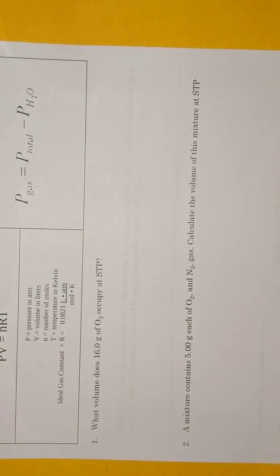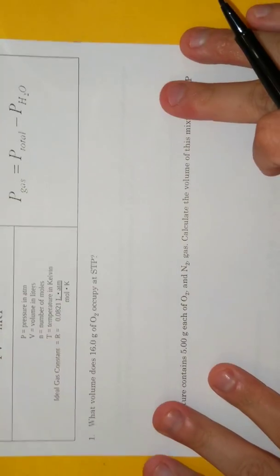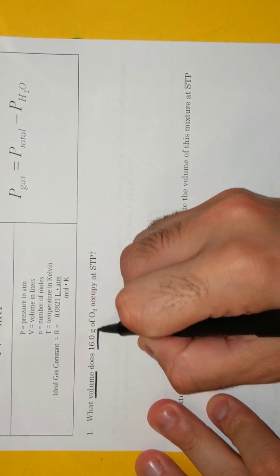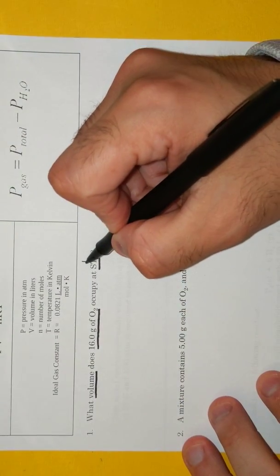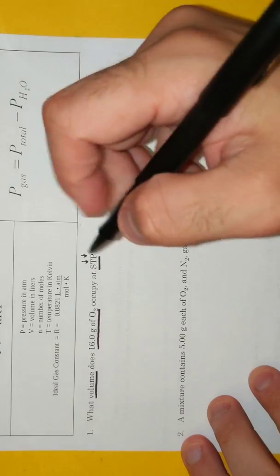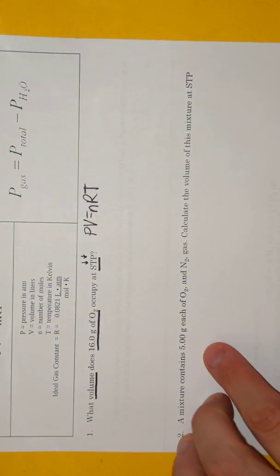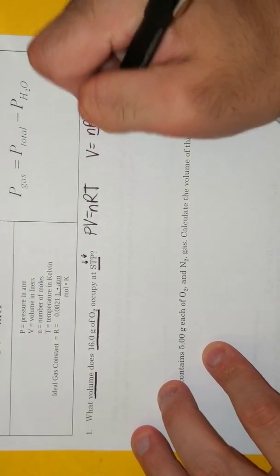So now we're moving on to worksheet number 2, and I'm going to start you off with something like number 1 and set you up for 2. For question number 1, it says, what volume does 16 grams of O2 occupy at STP? If I'm asking for a volume and I have a temperature and a pressure, I definitely have to use the equation PV equals nRT. And if it's asking for volume, it's V is equal to nRT over P.